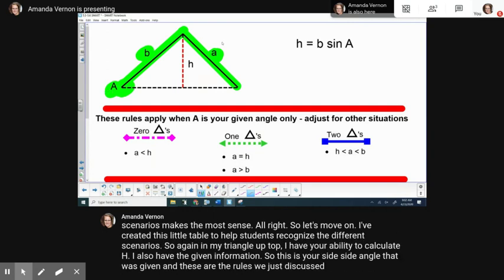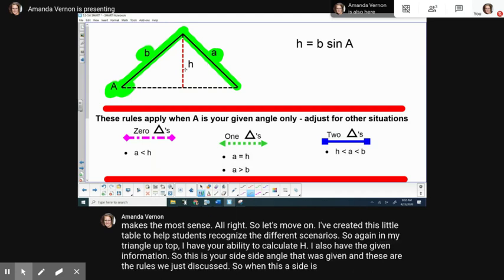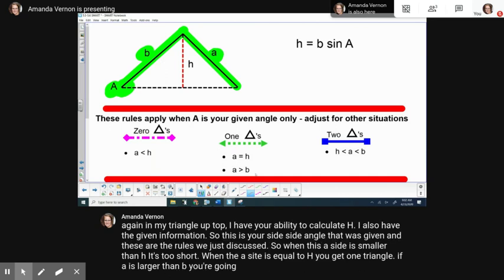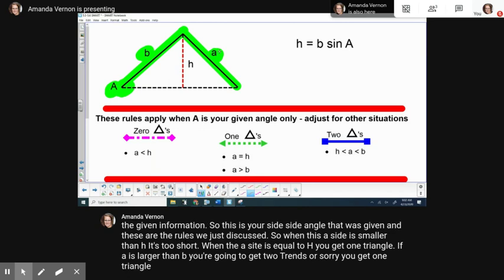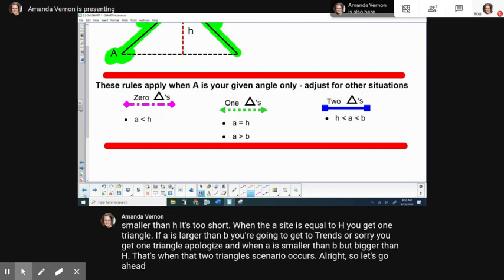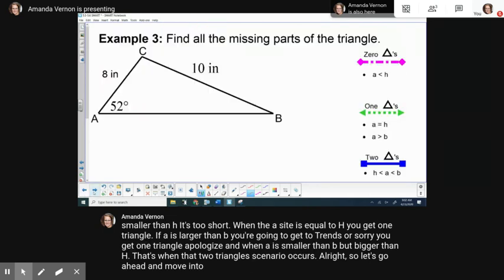So when this A side is smaller than H, it's too short. When the A side is equal to H, you get one triangle. If A is larger than B, you get one triangle. And when A is smaller than B, but bigger than H, that's when the two triangle scenario occurs. All right, so let's go ahead and move into practicing using these strategies.